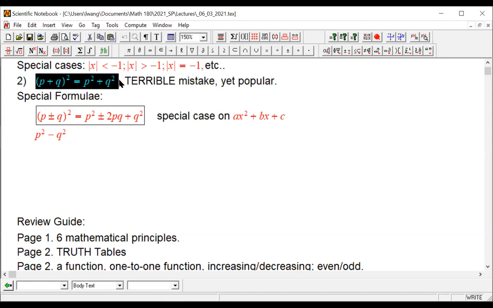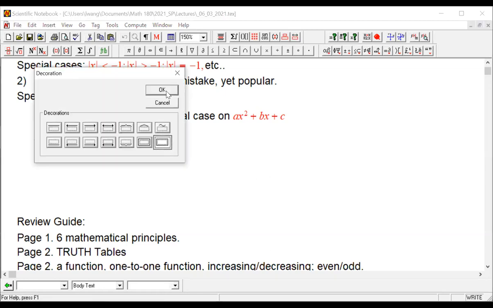This kind of mistake should never show up in anyone who takes a calculus class. I mean, it should not show up in anyone's work who has taken algebra. But yet we see these mistakes often in our calculus class. Anyway, let's address these special formulas. This is just p plus q, p minus q. That's conjugates, right? Left to right, right to left.